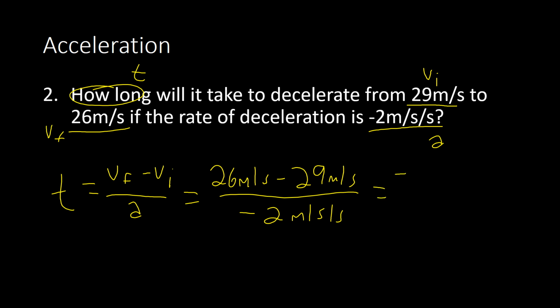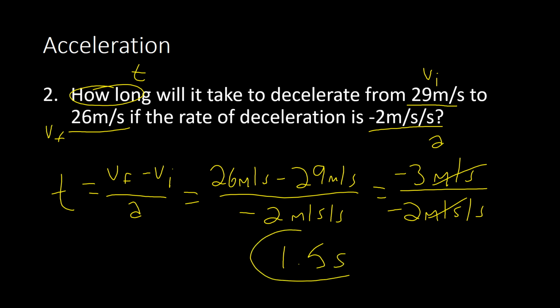That's going to give me negative 3 meters per second over negative 2 meters per second. The meters per second cancel out, leaving me with just seconds. Negative 3 divided by negative 2 gives me 1.5 seconds.